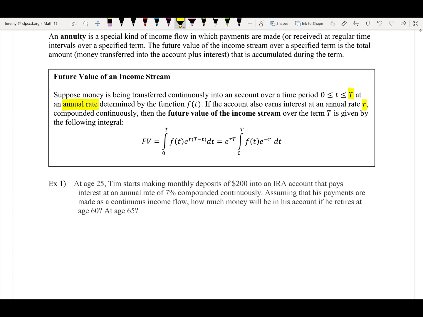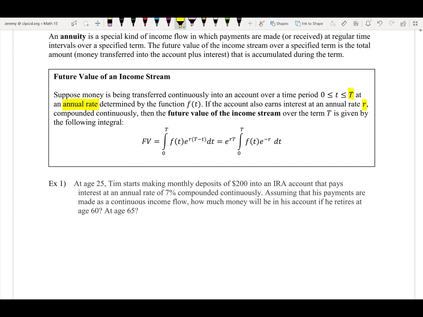So here it is, future value. It's the integral from 0 to capital T, that's the length of the term, of f of t, that's our savings rate, times e to the r times (T minus t), dt. Okay, so for these problems, capital T is going to be an actual number, a constant value, a predetermined length of the term. Lowercase t is going to be the variable. Okay, so we're going to be integrating with respect to lowercase t.